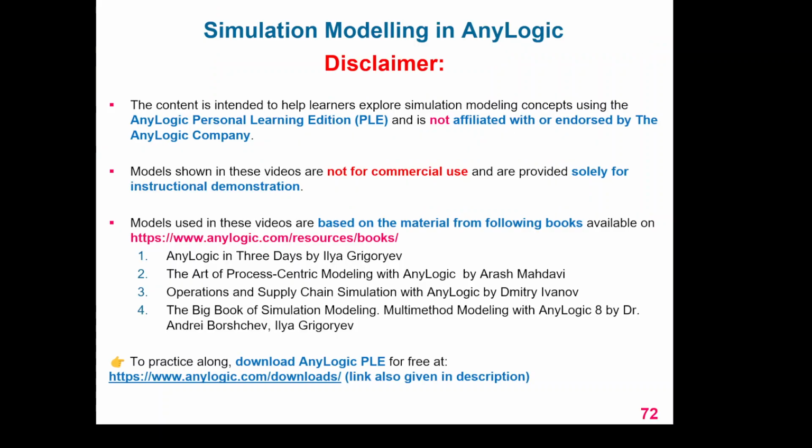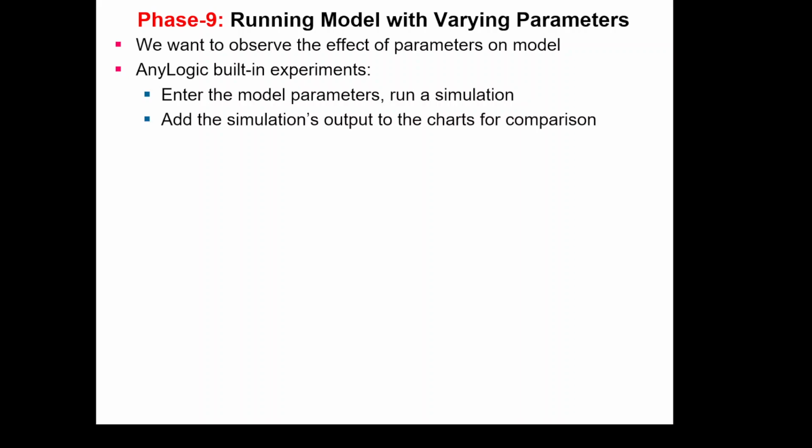In this phase, which is phase 9, we are going to run the model with varying parameters. Our objective is to observe the effect of parameters on the model. As I mentioned earlier, AnyLogic has built-in experiments. In these experiments, we can enter the model parameters, run a simulation, and then compare the outputs in the charts.